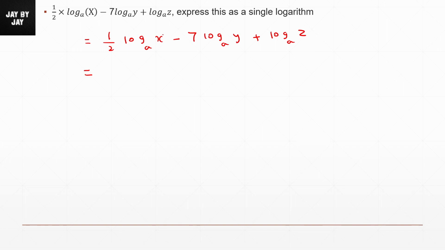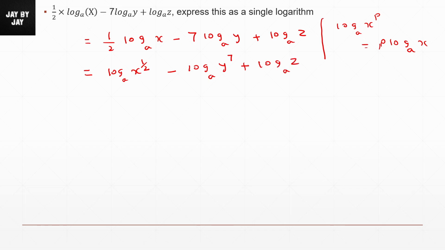We can do that using the power rule. What's the power rule? Log a to the x to the power p equals p times log a to the x, you can take it out. Now p here is half, so you can take it inside the logarithm by using this power rule. So log a to the x to the power half, minus the same principle applied here, log a to the y to the power 7, plus log a to the z.